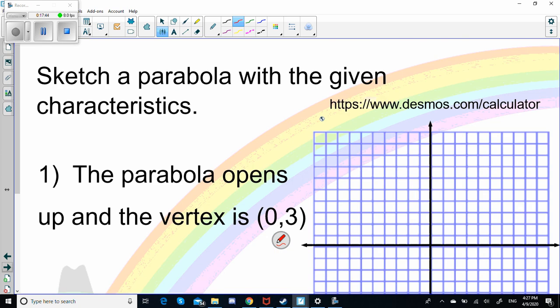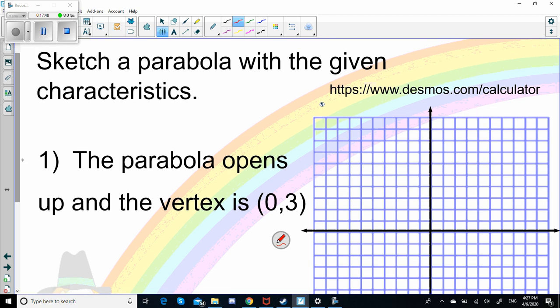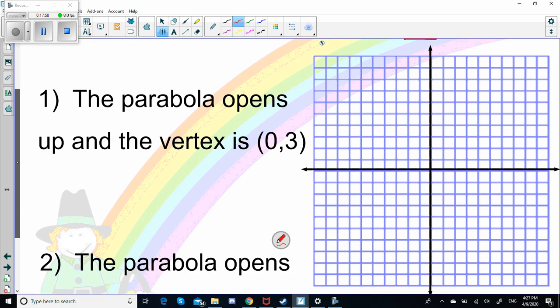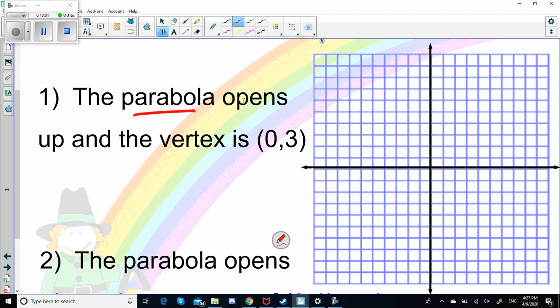So those are pretty much all the graphing problems you have. So this is kind of a sketch of a parabola with a given characteristic. Just put your pencil down and watch. And if you're having trouble with these, you can go to Desmos to figure these out. So if I'm going to draw a parabola that opens up and the vertex is (0, 3), and that's all the information that I have.